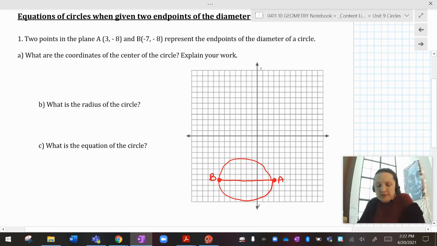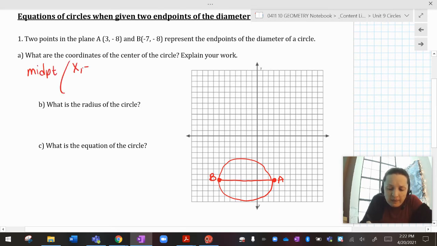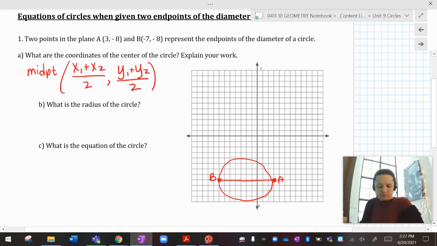What are the coordinates of the center? Well, if I want the center, it is in the middle of the diameter. I need the midpoint, right? And it's been a while since we calculated a midpoint. That's the one where you add the x's and divide by 2 and add the y's and divide by 2.